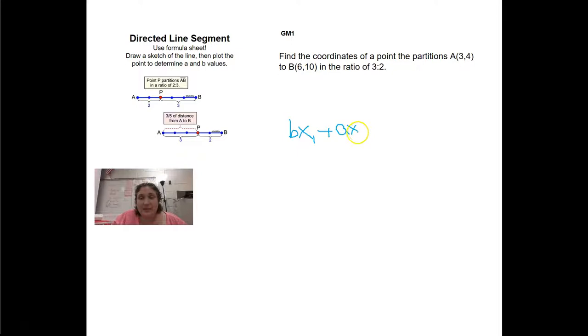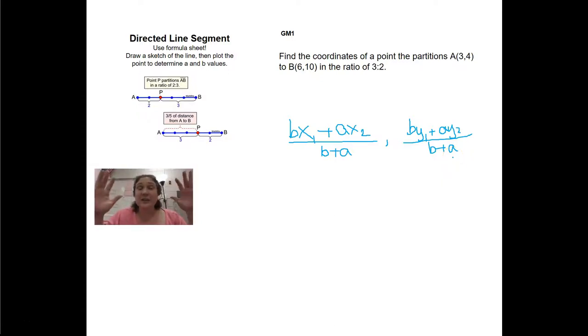So b times whatever your first x value is, plus a times whatever your second one is, divided by b plus a. It's kind of like the midpoint formula where you do something with the x's first and then you do something with the y's. So now I've got b y1, plus a y2, divided by b plus a. I really hope you get a directed line segment, at least one of them, because it's so easy.